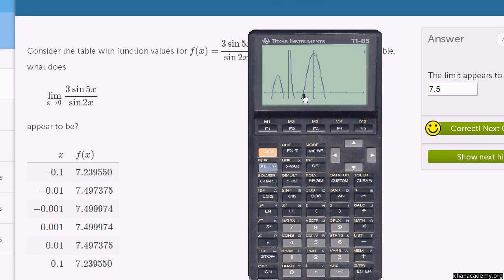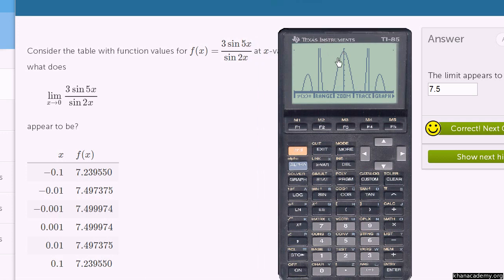But then as we get closer and closer to 0, as x gets closer and closer to 0 from the negative direction, we see that the function is approaching 7.5. Likewise, when x is getting closer and closer to 0 from the positive direction, the function seems to be approaching 7.5. So the function isn't defined at 0, but it's pretty clear that when you approach from both sides, you're getting there.